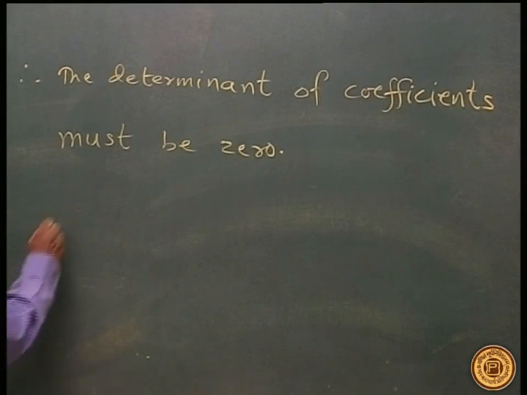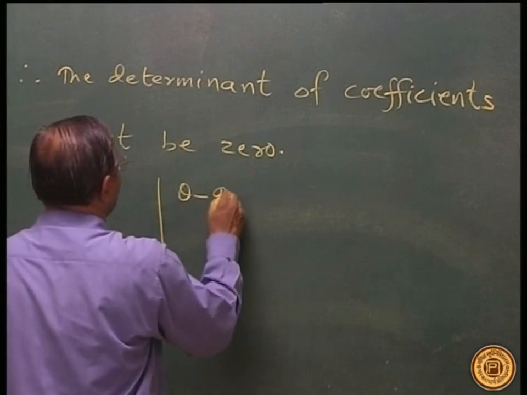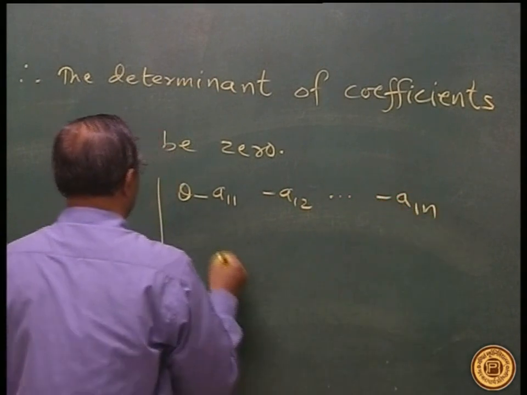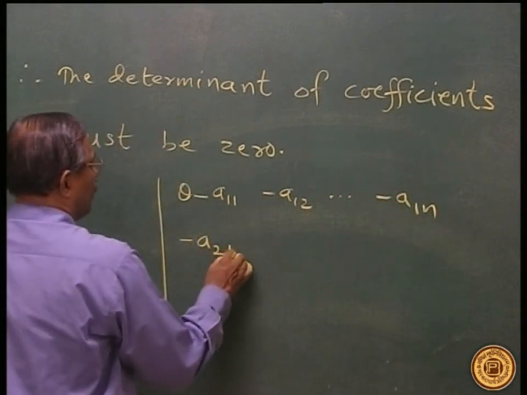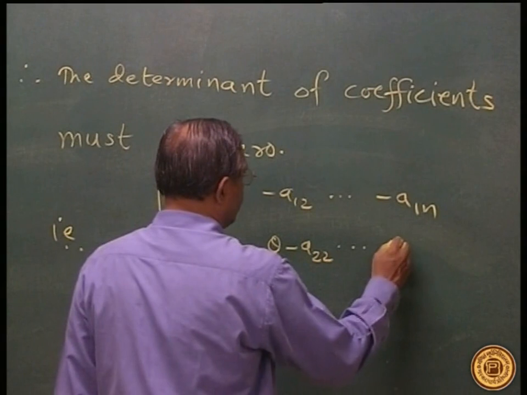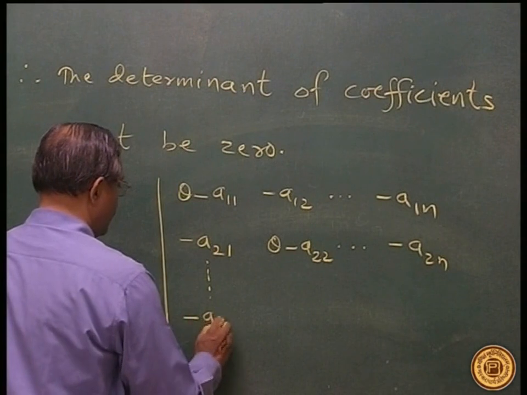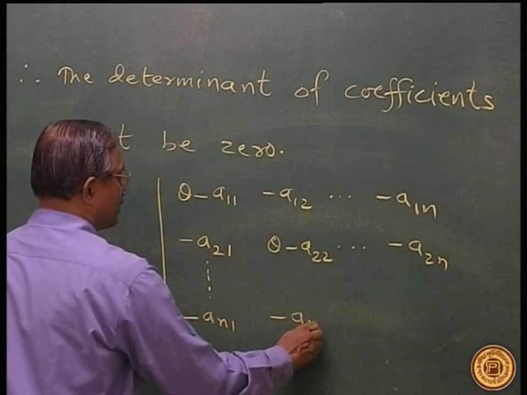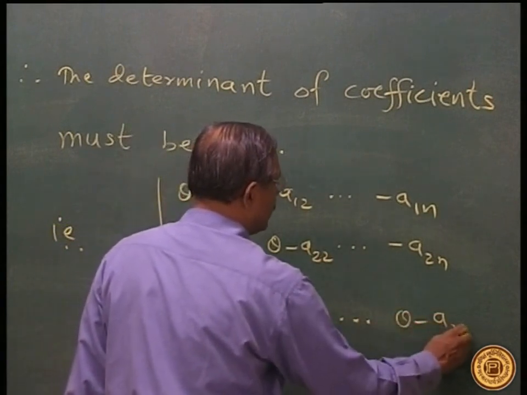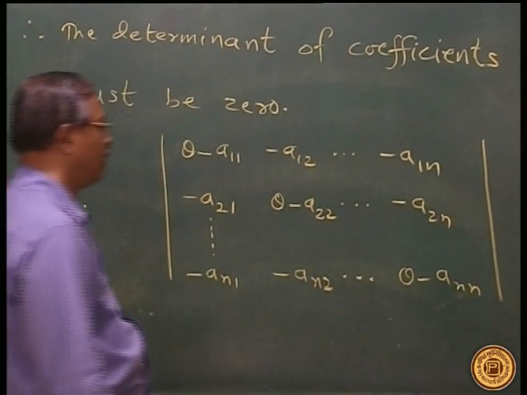That is, determinant theta minus a11, minus a12, etc. minus a1n, then minus a21, theta minus a22, etc. minus a2n, and finally minus an1, minus an2, etc. theta minus ann, determinant is equal to 0.